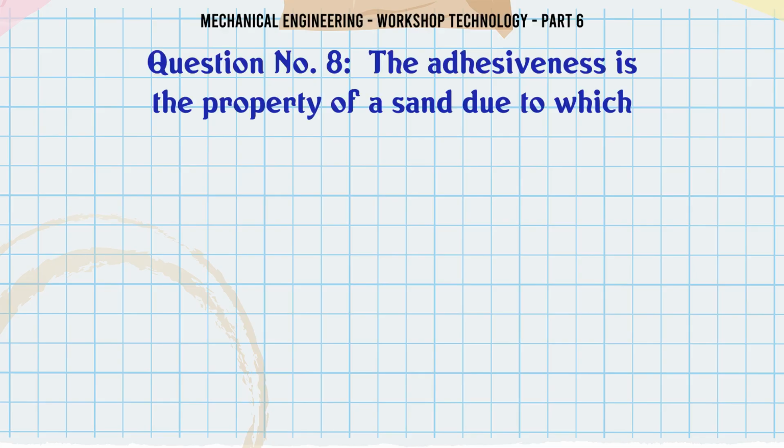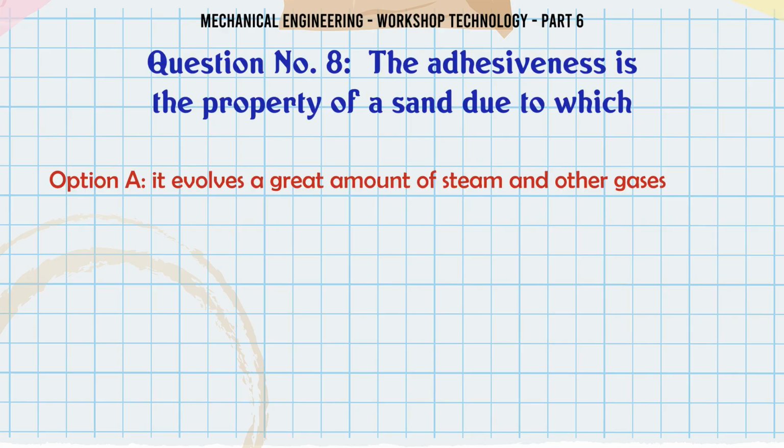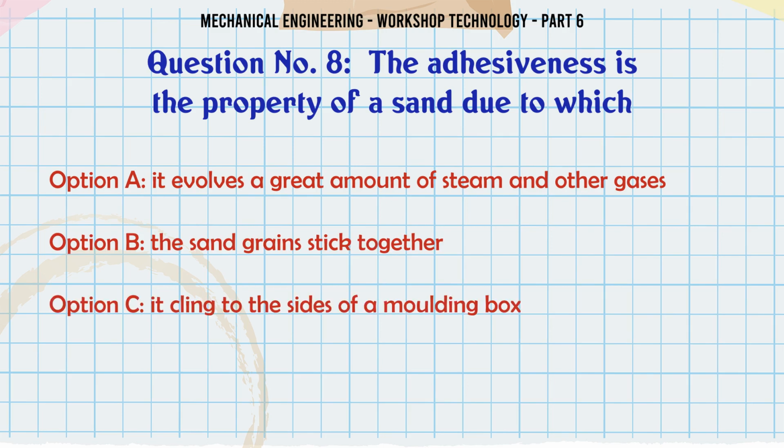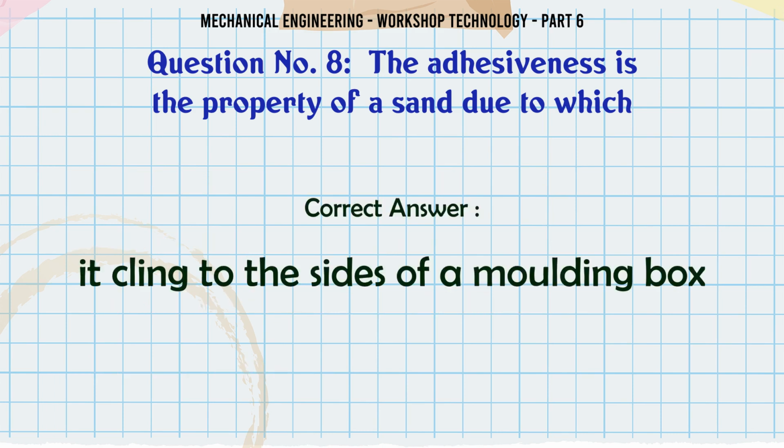The adhesiveness is the property of a sand due to which A. It evolves a great amount of steam and other gases. B. The sand grains stick together. C. It clings to the sides of a molding box. D. None of these. The correct answer is it clings to the sides of a molding box.